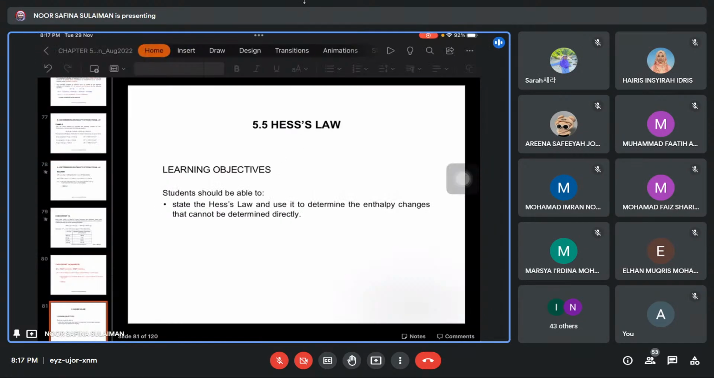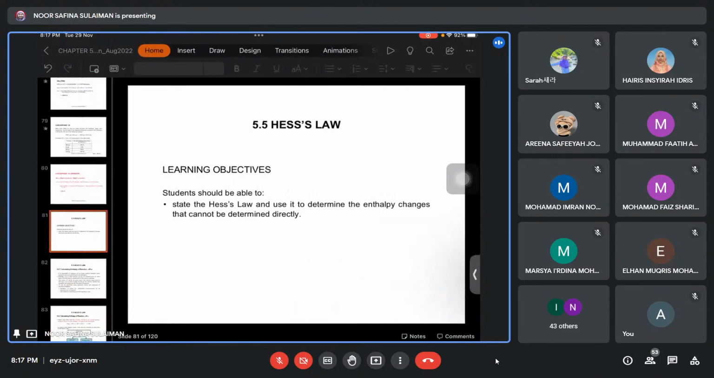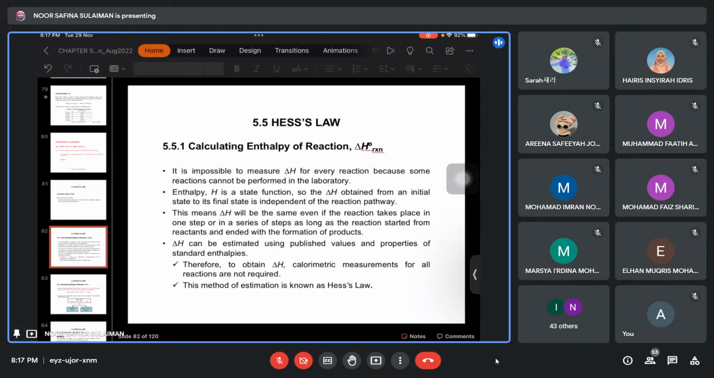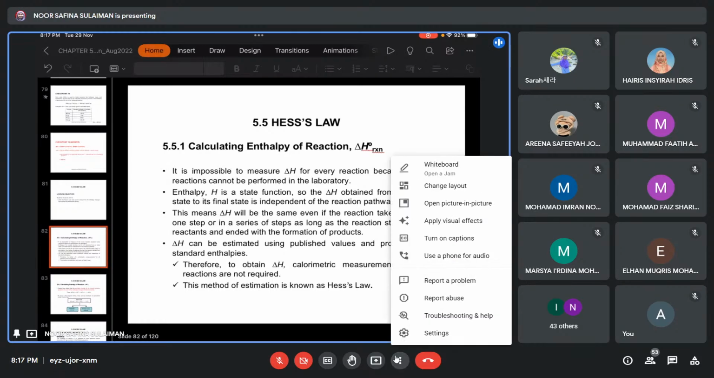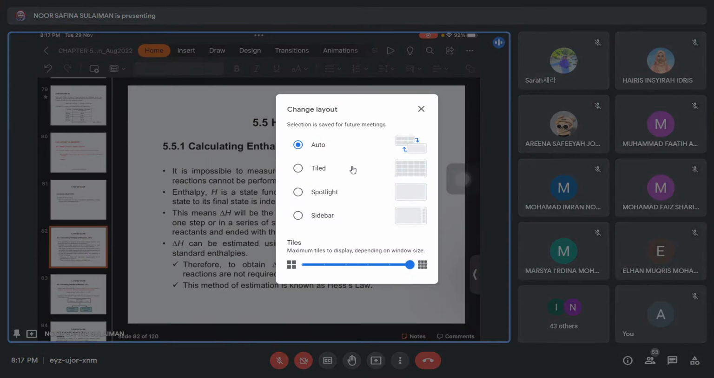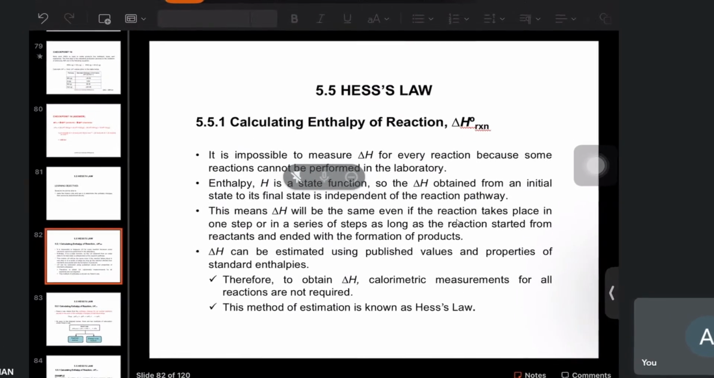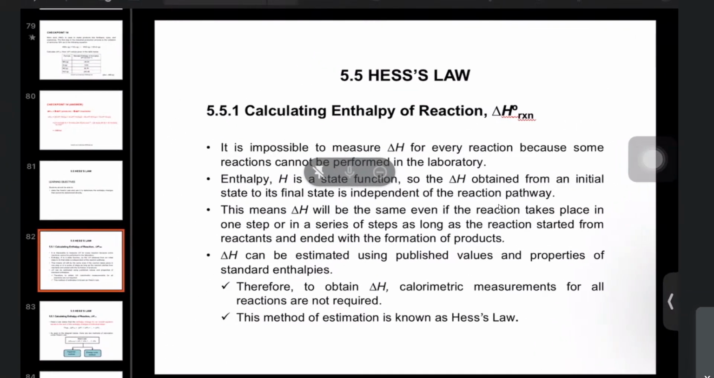Okey, seterusnya, kita sambung dengan 5.5 Hess Law. In 5.5 Hess Law, we should be able to state the Hess Law and use it to determine the enthalpy changes that cannot be determined directly. So how you want to calculate the enthalpy reactions by using Hess Law? It is impossible to measure delta H for every reaction because some reactions cannot be performed in the laboratory. So enthalpy H is a state function, so the delta H obtained from an initial state to its final state is independent on the reaction pathway.